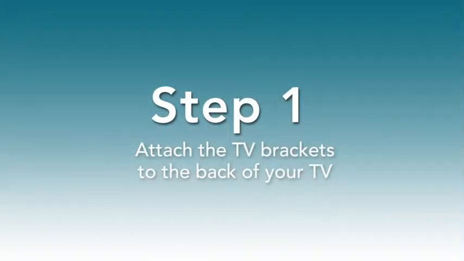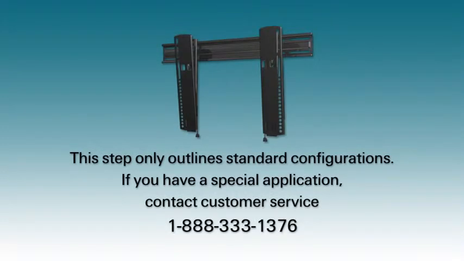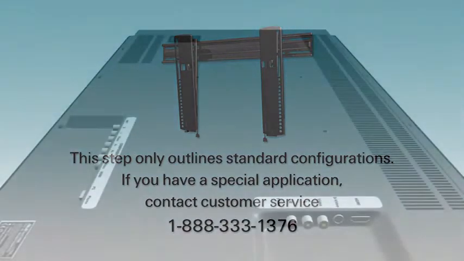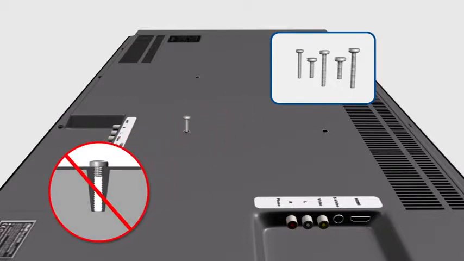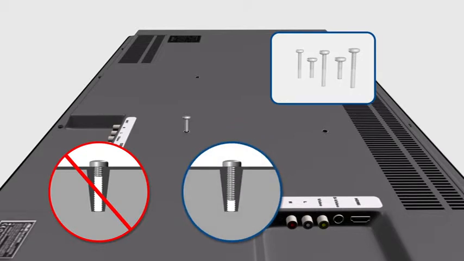Step 1. Attach the TV brackets to the back of your TV. This step only outlines standard configurations. If you have a special application, contact customer service. To begin, determine the screw diameter your TV requires by hand threading a screw into the insert on the back of the TV. If you encounter any resistance, stop and select another screw diameter until you have the correct size.